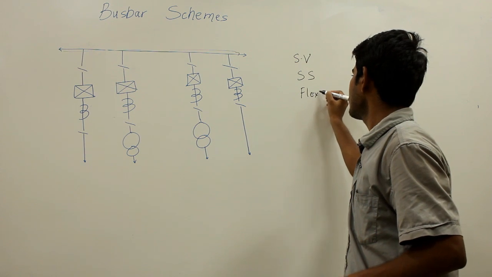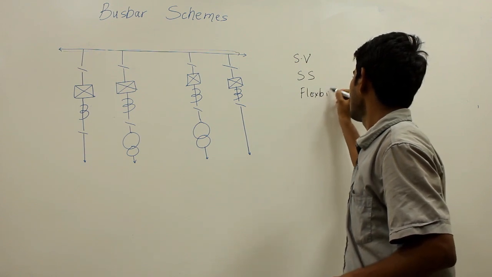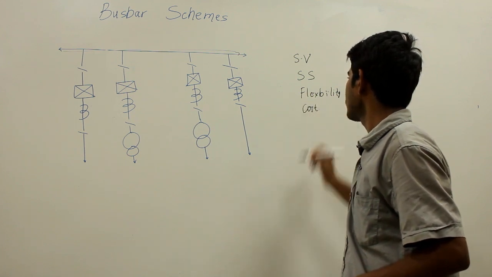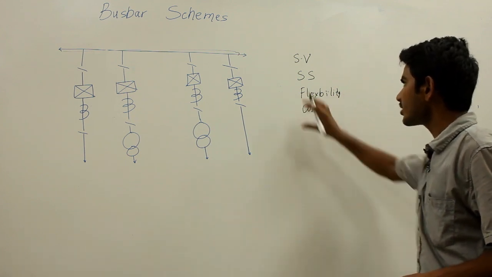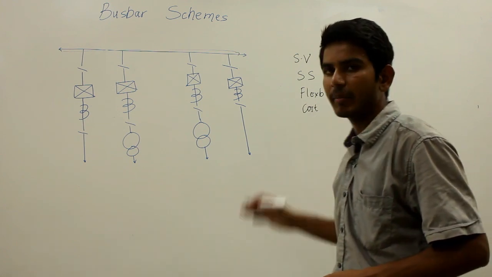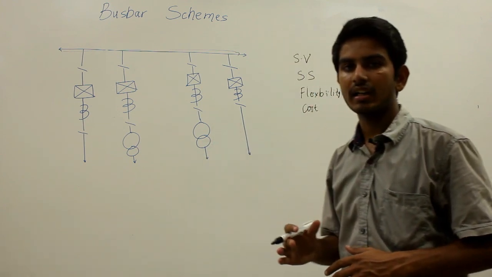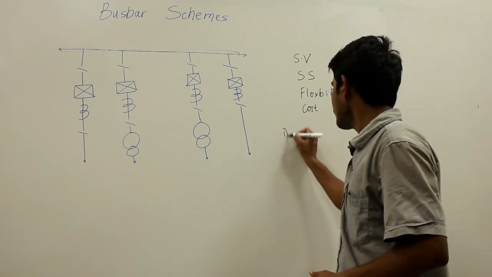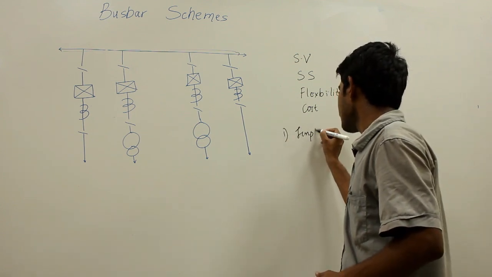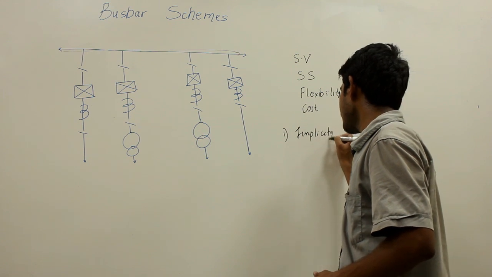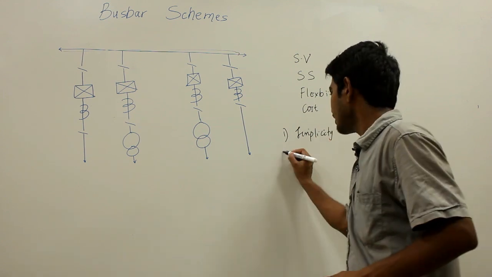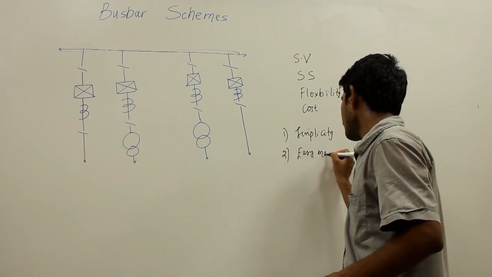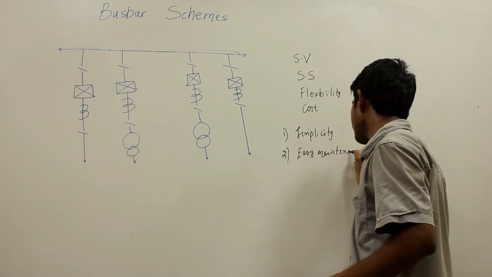It also depends on flexibility required in system and also cost to be expensed. So these are the basic criteria to select a busbar scheme, and the main criteria to select a particular busbar scheme depends on the simplicity of system. So the busbar scheme design should be simple, and it depends on the easy maintenance of different equipments.